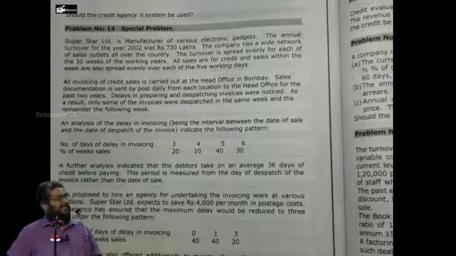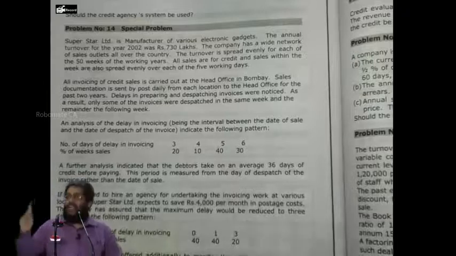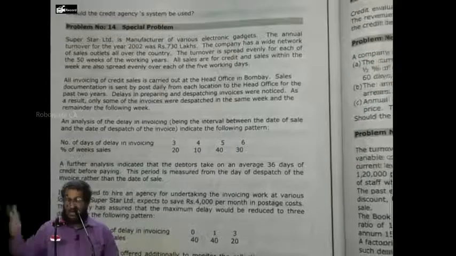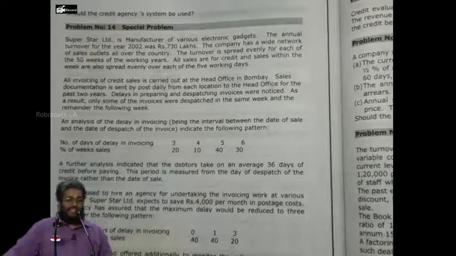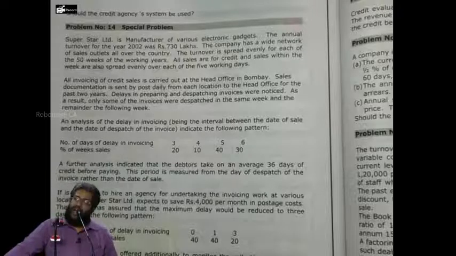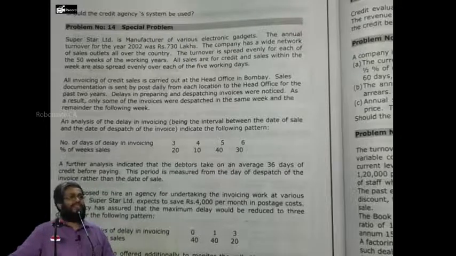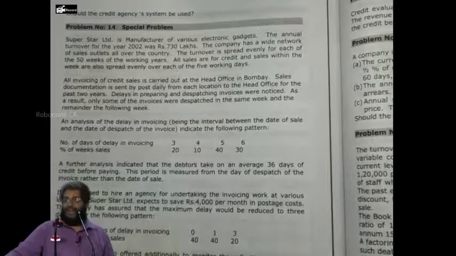48,000. Can I proceed? Now, next step. The cost is agency fees, given. If we give only invoicing, what is the cost? 2 lakhs. Only invoicing cost is 2 lakhs. Invoicing and collection, what is the cost? 4 lakhs. Invoicing and collection, the cost is 4 lakhs.